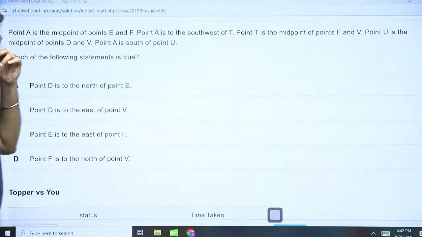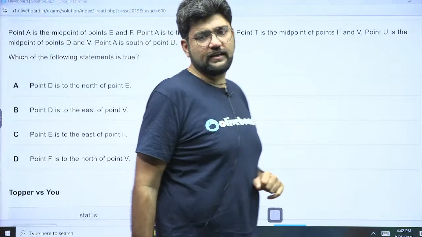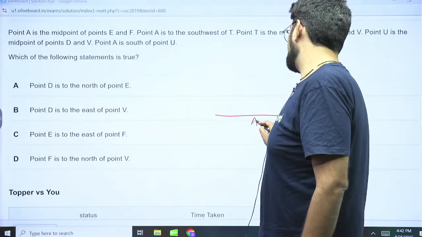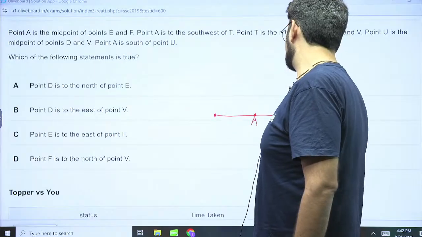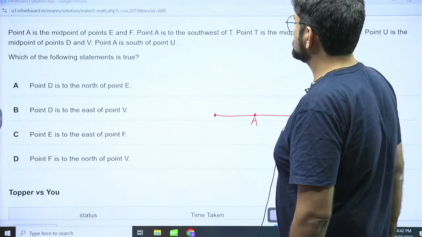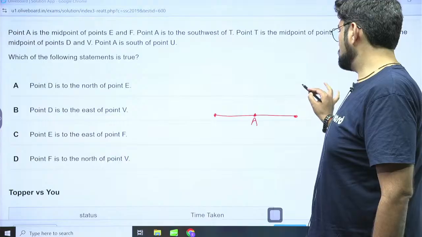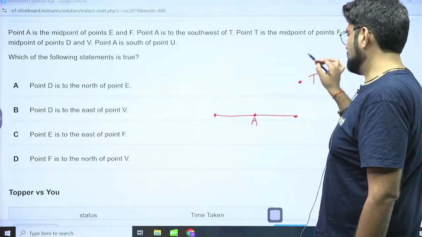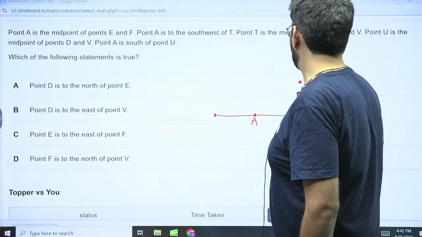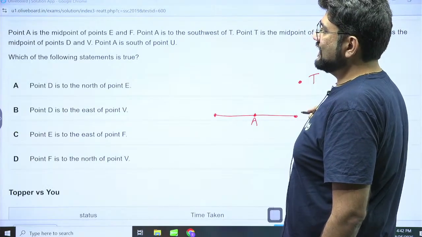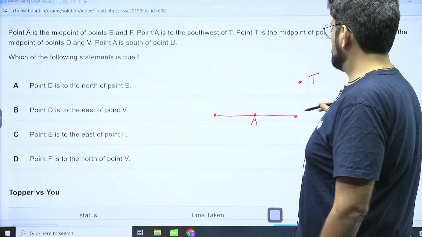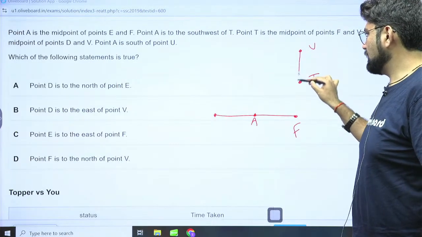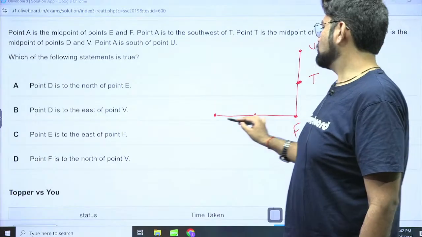Okay. Now, A is the midpoint of E and F. Okay, so we can have E and F in this line and A will be exactly in the middle. A is to the southwest of T. That means T will be somewhere here. Okay, this is T. Always keep it in this line only. T is the midpoint of F and V. Now, A is the midpoint of E and F and T is the midpoint of F and V. That means F has to be here. So V has to be here. Correct? And that means E has to be here. Got it?